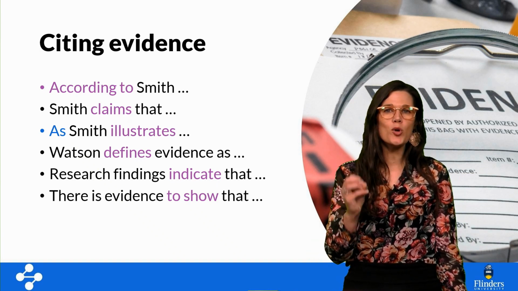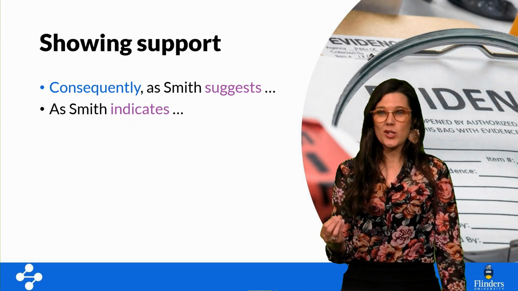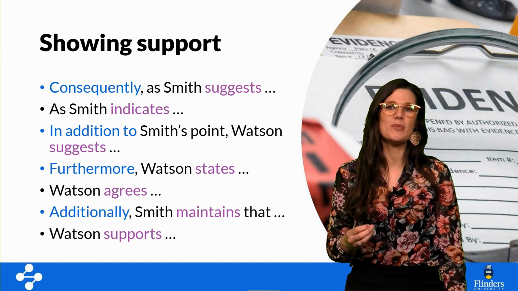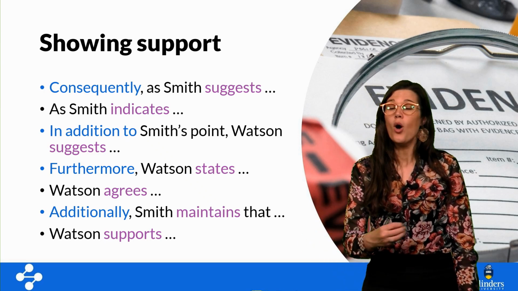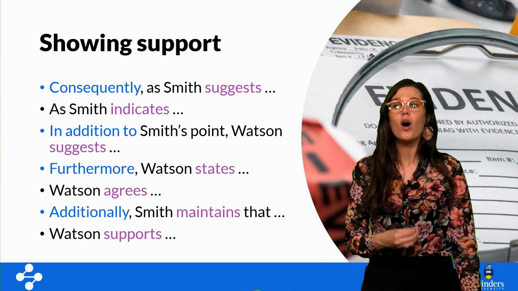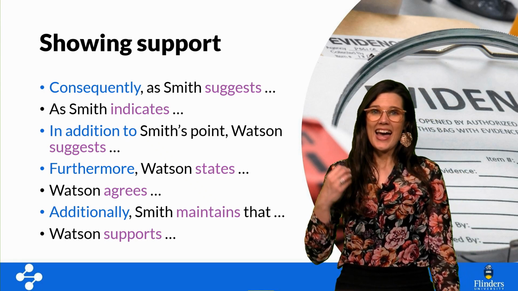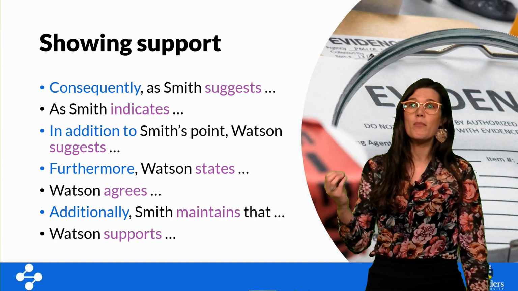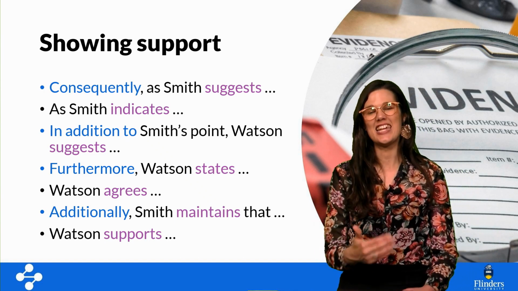But let's have a look a little bit more closely now at how we can do something like show support. So I might use consequently, as Smith suggests, as Smith indicates. In addition to Smith's point, Watson suggests, or furthermore, Watson states, or Watson agrees, or additionally, Smith maintains that, or Watson supports. There's a huge range of supporting verbs and discourse markers that you can use. And as you can see in many of these examples, I've used them in combination with each other to help me make those connections even clearer.